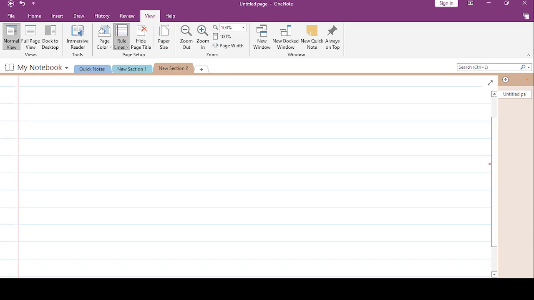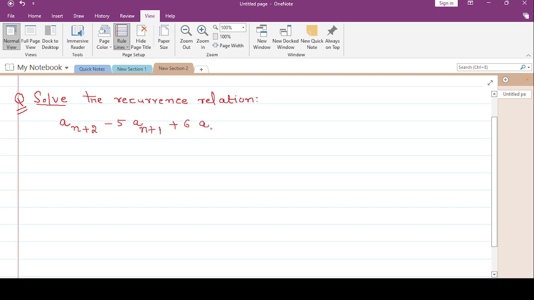So the question is this: solve the recurrence relation a(n+2) minus 5 times a(n+1) plus 6 times a(n) equal to 0 under the condition that a0 equal to 0 and a1 equal to, suppose, 2. Now what is the first step?